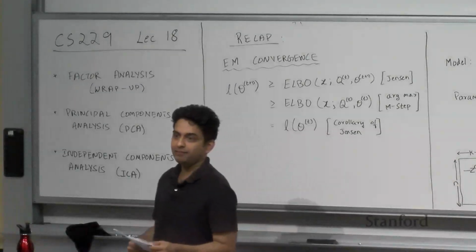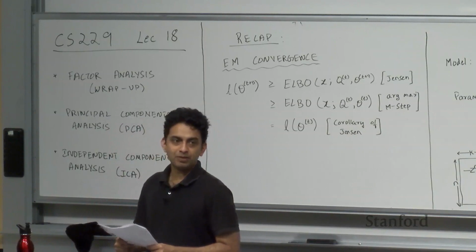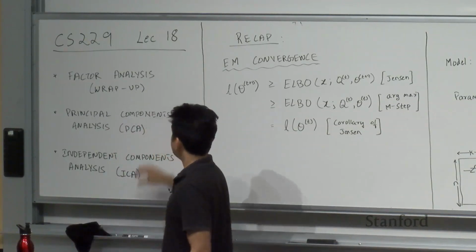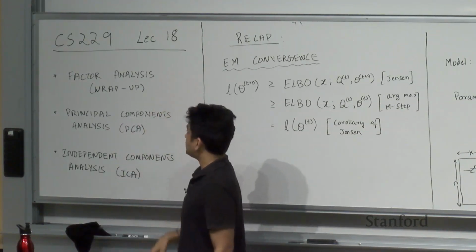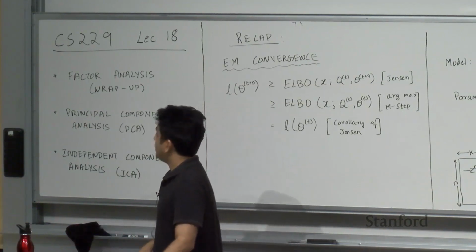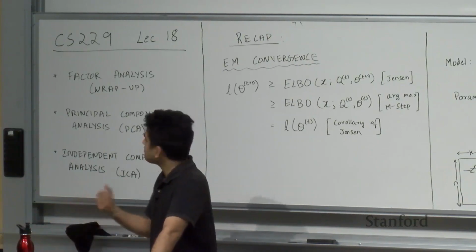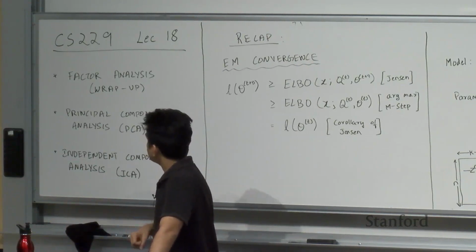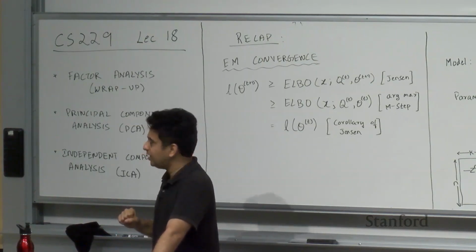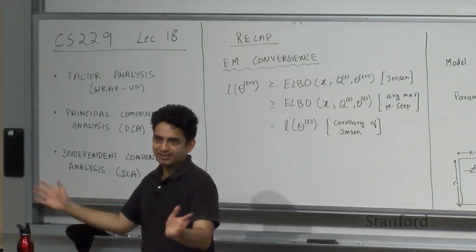CS229, lecture 18. The topic for today, we'll be continuing our study of unsupervised learning. So the topic today is, we're going to wrap up factor analysis. We mostly finished up factor analysis last time, except we just stopped at the end where we finished the derivation and didn't really have time to answer some of the pending questions and really get a good feel for factor analysis. It almost felt like monstrous looking expressions and that's it.